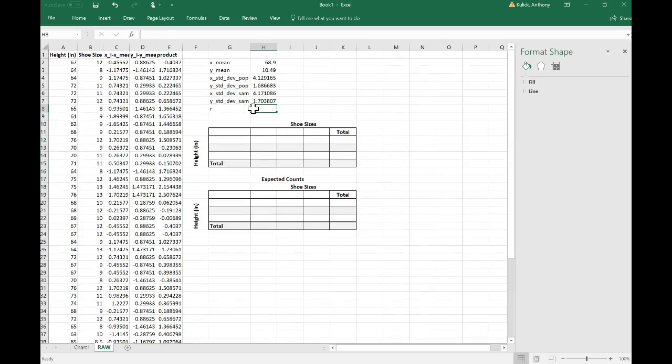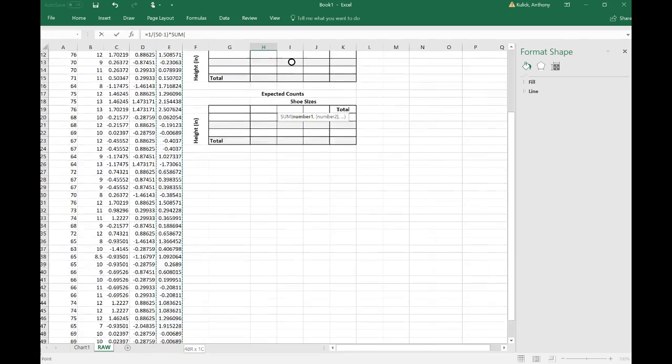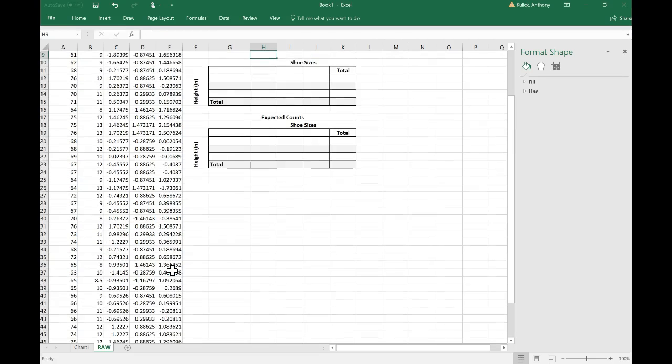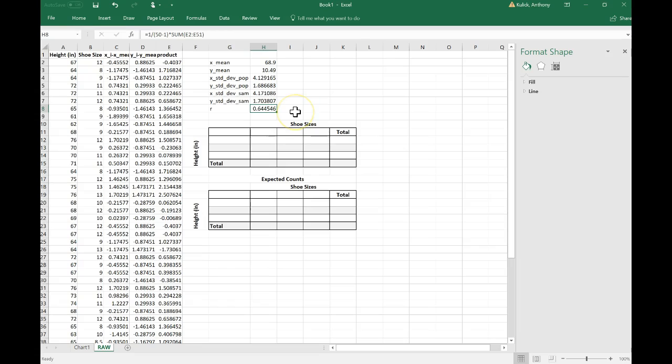Okay. So now we're ready to do the r. So we'll have 1 divided by 50 minus 1 times, and then I want to add up that whole product column. So I will do the sum. That's an Excel formula. And then I'm just going to highlight this whole column and press enter. And here's my R value. So not fantastic, but not terribly horrible.